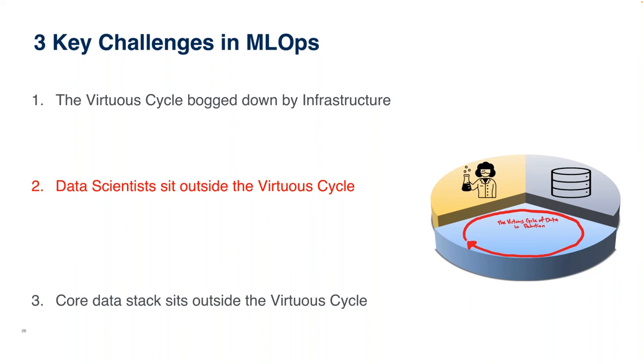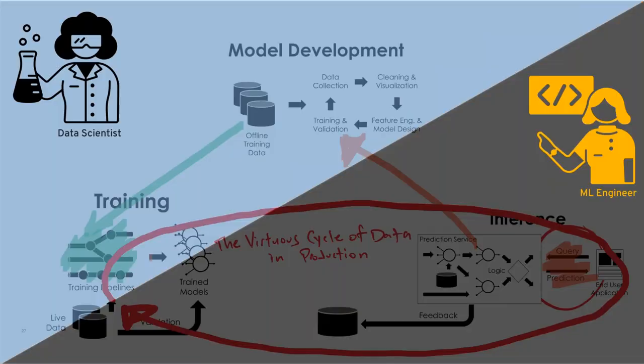The second, a corollary to that, the thing that happens as a result, is that in many orgs, data scientists are outside the virtuous cycle. So you get ML engineers or MLOps engineers to do all the backend stuff. The data scientists kind of live in the model development stage.